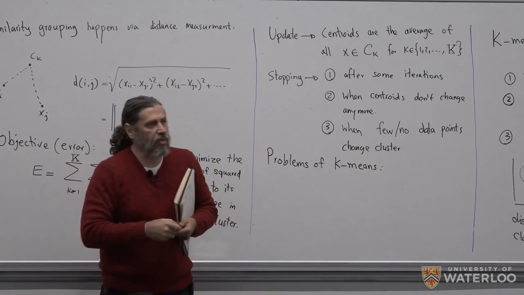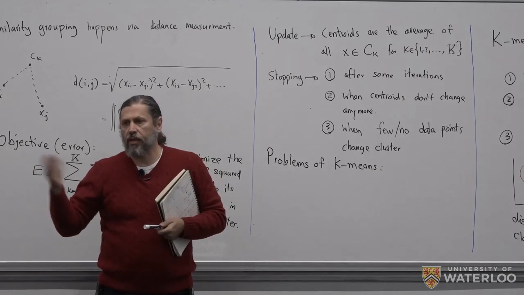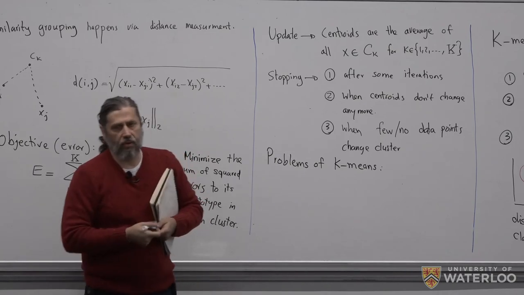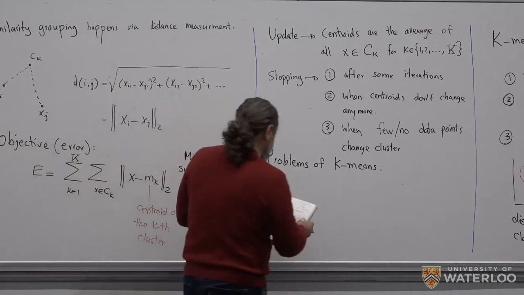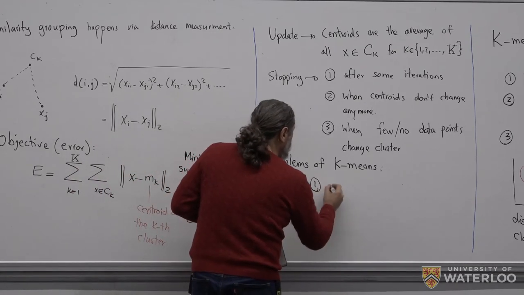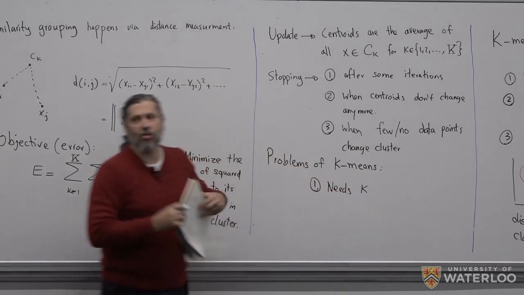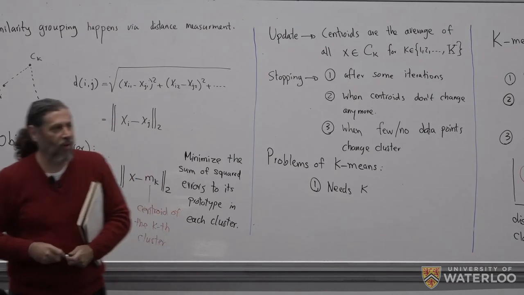You can find implementation of k-means everywhere: Python, MATLAB, Java, JavaScript, or whatever. So you can easily use it. The big problem is it needs k. Somebody has to tell k-means how many clusters to look for.